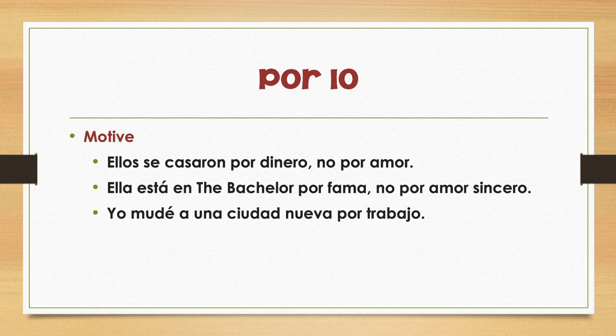We can also use por to give a motive. This one's kind of tricky to isolate, and I really like to think of whenever somebody goes on a reality TV show like The Bachelor, there's a lot of speculation. Are you doing this for fame? Are you doing it for money? Or are you doing it for love? That's your motive. Por, and then a noun. So some examples. Ellos se casaron por dinero, no por amor. They got married for money, not for love. Or ella está en The Bachelor por fama, no por amor sincero. She's on The Bachelor for fame, not for sincere love. Or yo mudé a una ciudad nueva por trabajo. I moved to a new city for work.